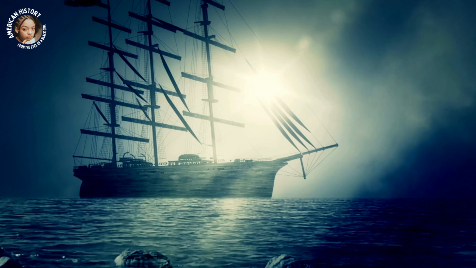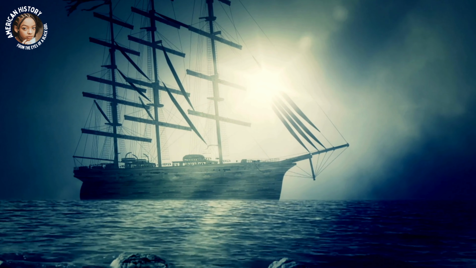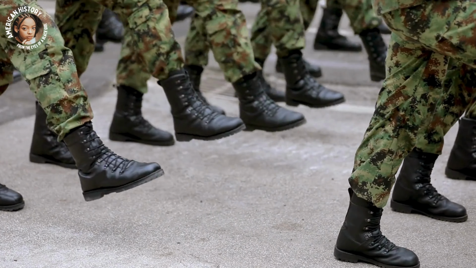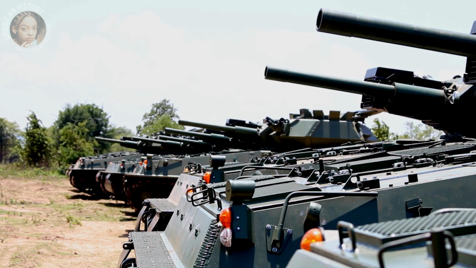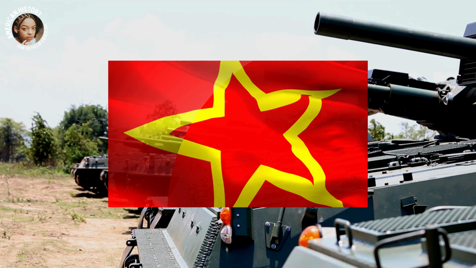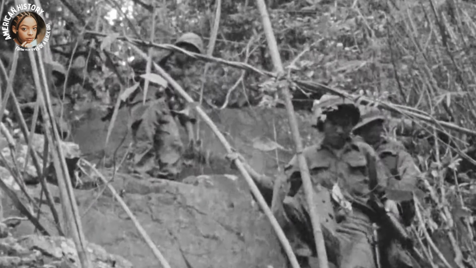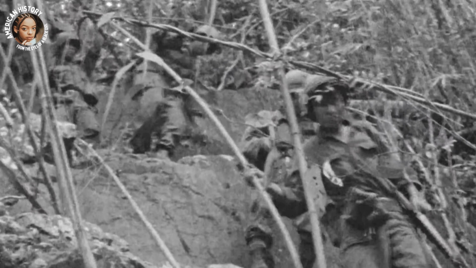In 1964, after an incident in the Gulf of Tonkin where US ships were allegedly attacked, America sent in full combat troops, turning the conflict into a major war. The Soviet Union saw this war as a way to limit US influence in Asia. They sent North Vietnam military aid, weapons, and supplies, strengthening the North and adding to the tension between the superpowers.